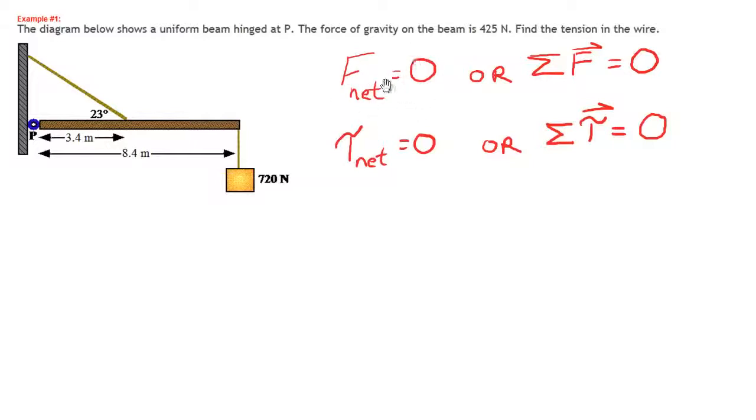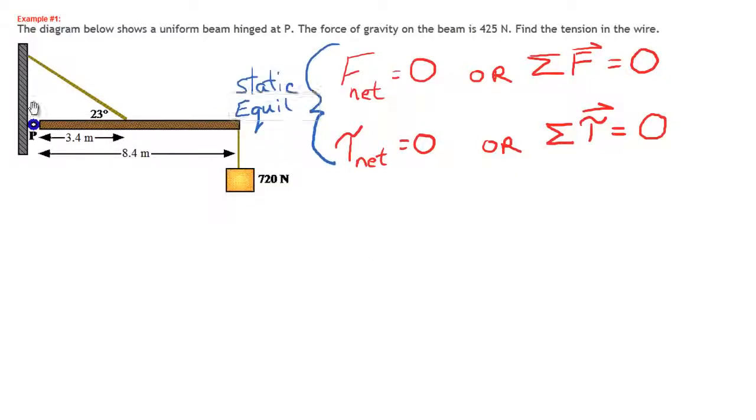Now we know that when F net is zero, that's the condition for translational equilibrium. It simply means that the object is not accelerating. We also know that when the torque is zero, the object is not rotating, so therefore it's in rotational equilibrium. When all are true, in other words, the object is not moving at all, we call that static equilibrium.